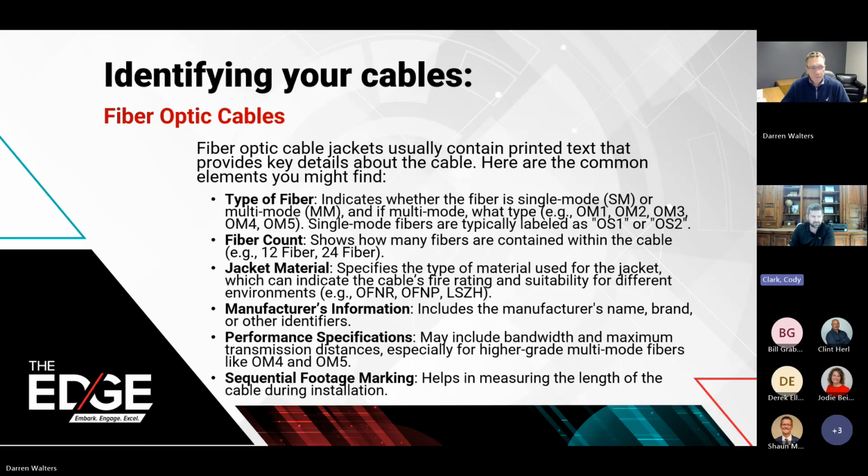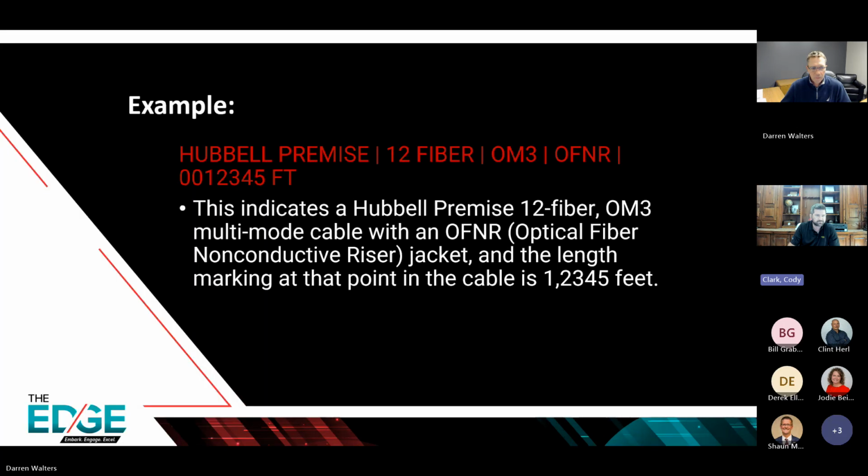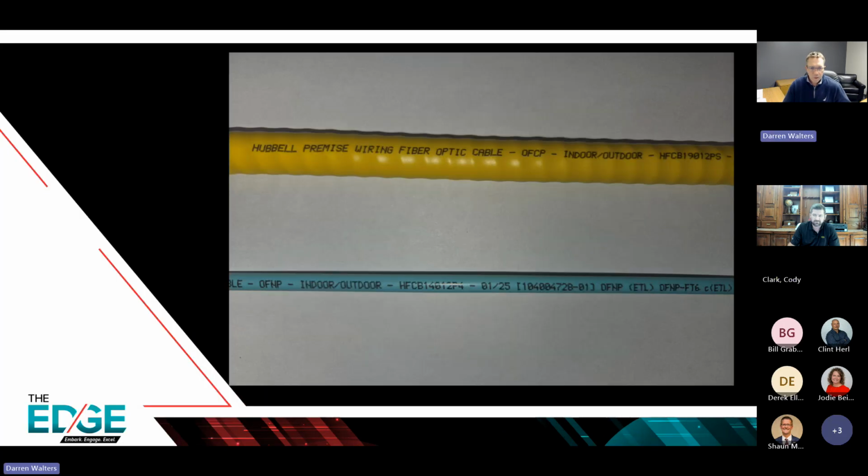The fiber strand count is important. Jacket material, like we just talked about, is identified slightly differently. It'll be OF for optical fiber, then an N or a C for non-conductive or conductive, identifying whether you need to ground it or not, and then riser or plenum for the airspace, or in some cases LSZH, low smoke zero halogen. Manufacturer's information, like we just went over, performance specifications will sometimes be listed on there, and then your cable marker footage. And here's another picture.